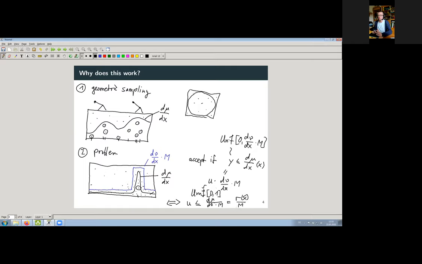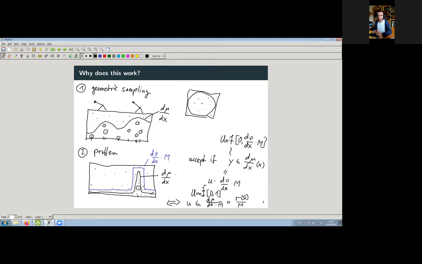So we sample from ν. This gives us those points here in this kind of box. And we accept those which are below the graph of the black density. And this is the same idea that this geometric sampling thing does. But because we use this reference measure, we are able to adapt it to the form of our density from which we want to sample.